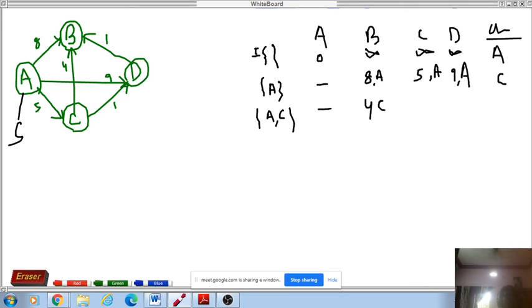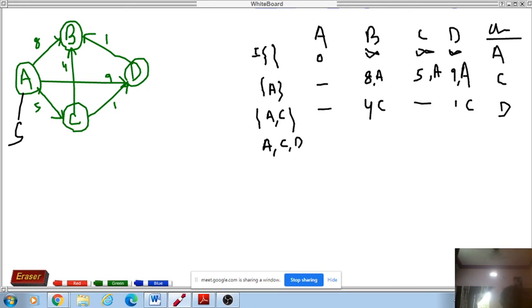Then from C, either here? No, it is visited. So D, C to D. How much? 1C. So C to D is 1C, and you are choosing the vertex D. Clear or not? Are you understanding? Then this is from A, C, D. Then I am choosing the minimum distance. You have to write A, C, D, but the formula I have to change.